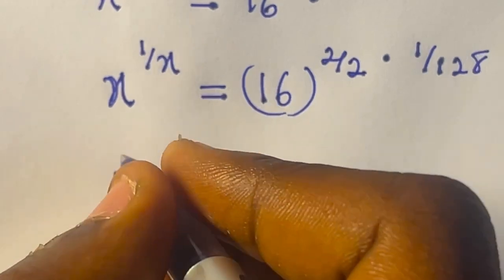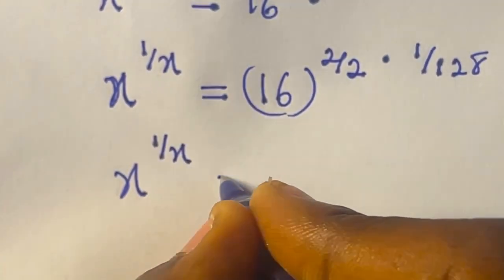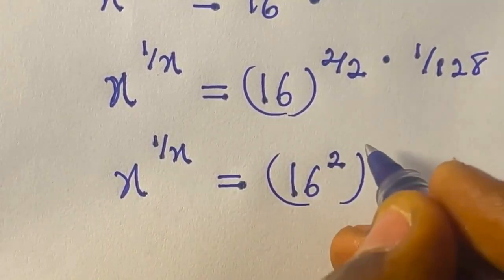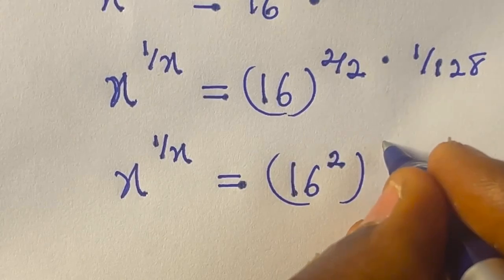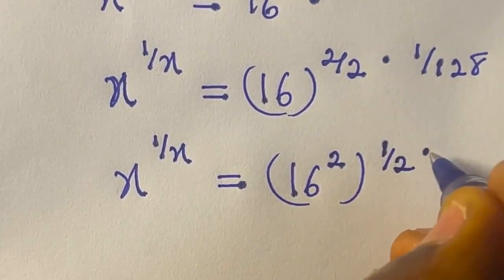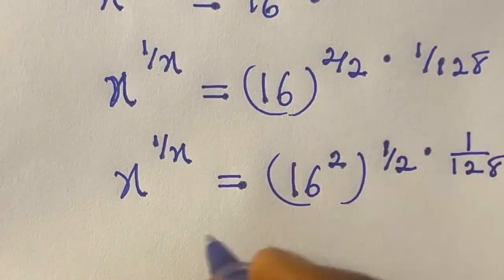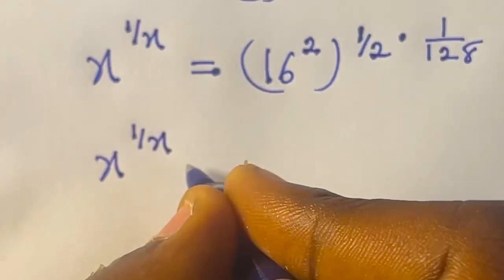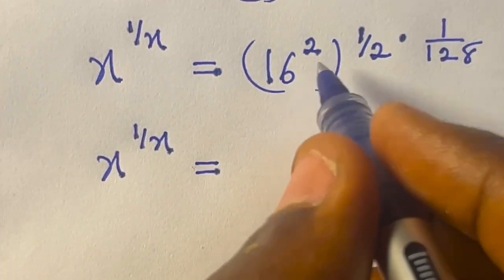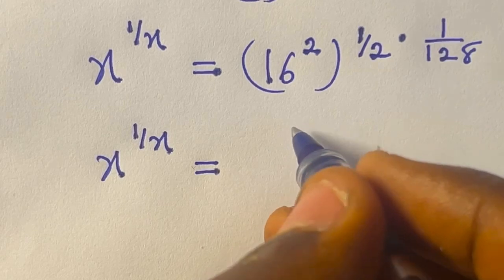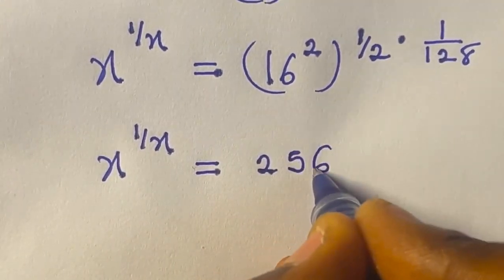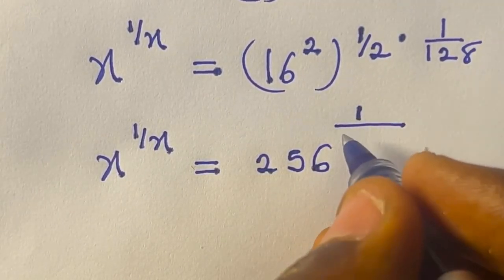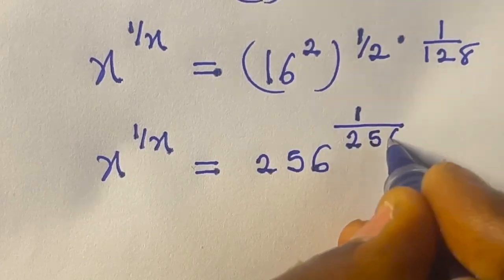So then we have x raised to the power 1 over x equals 16 raised to the power 2, all right, then raised to the power 1 divided by 2 multiplied by 1 divided by 128. So then we have x raised to the power 1 over x equals 16 raised to the power 2, which will give us 256, raised to the power 1 times 1, which will give us 1, and 2 times 128, which will also give us 256.